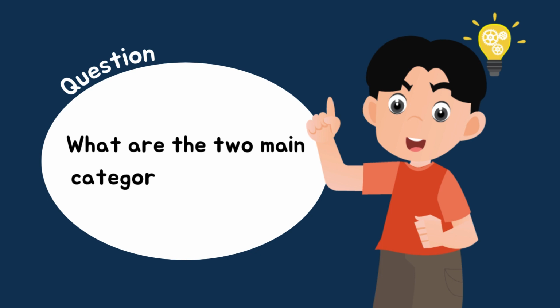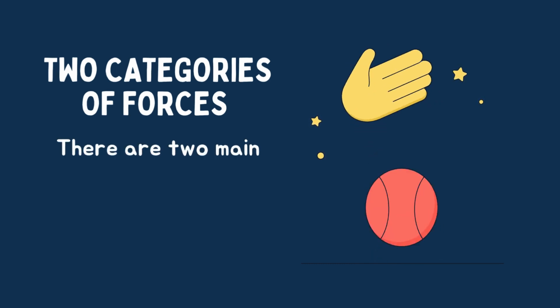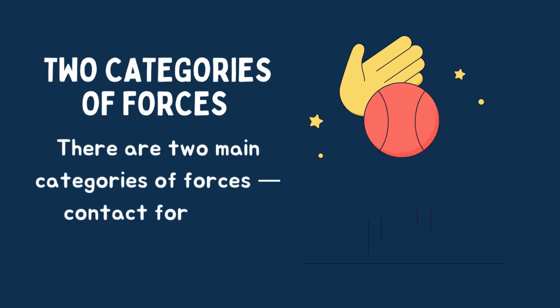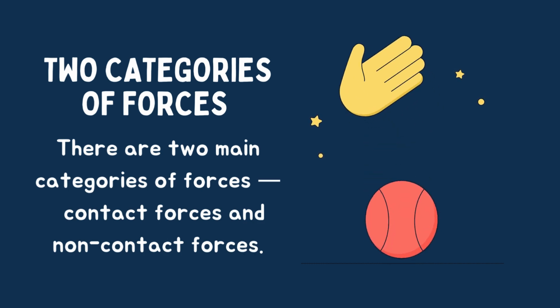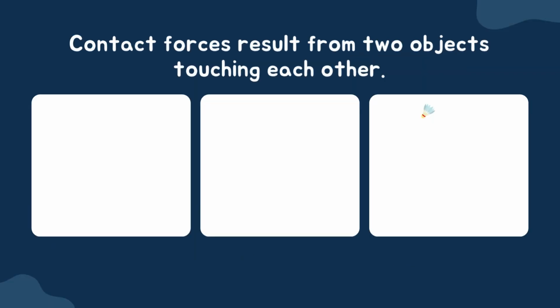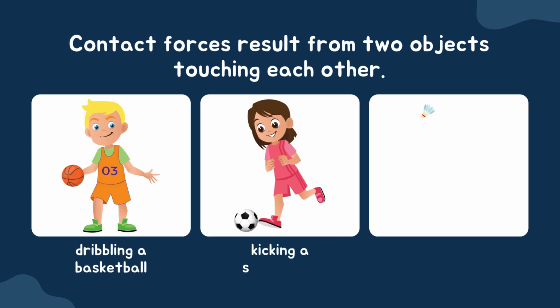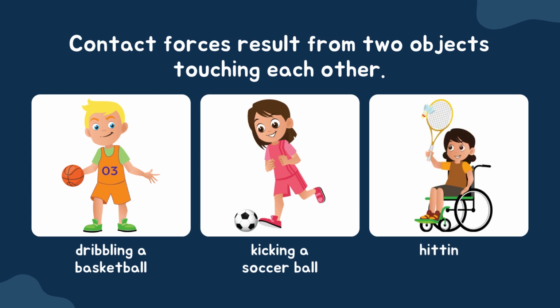What are the two main categories of forces? Two categories of forces. There are two main categories of forces, contact forces and non-contact forces. Contact forces result from two objects touching each other. Dribbling a basketball, kicking a soccer ball, hitting a shuttlecock.